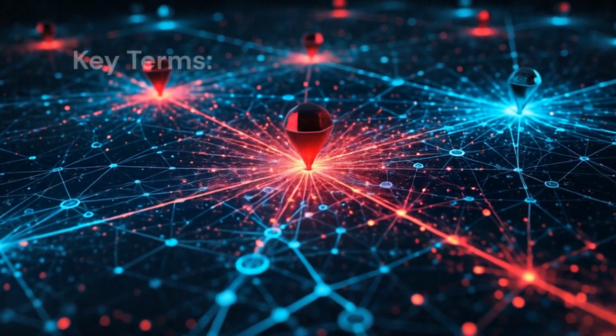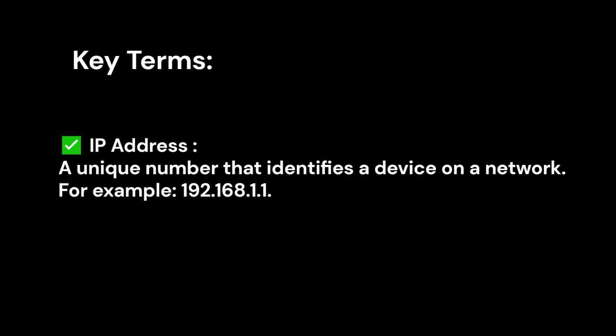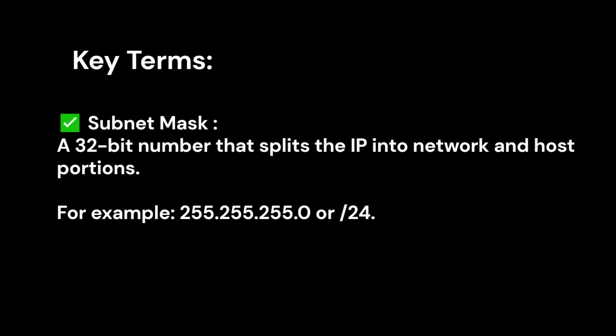Key terms. To understand subnetting, let's define three key terms. IP address: a unique number that identifies a device on a network. For example, 192.168.1.1. Subnet mask: a 32-bit number that splits the IP into network and host portions. For example, 255.255.255.0 or /24.